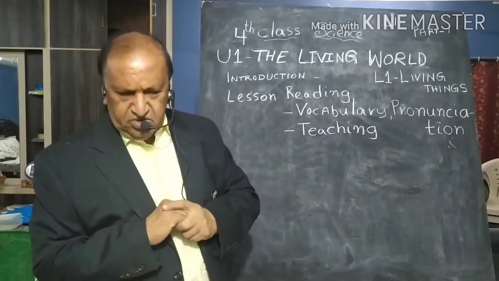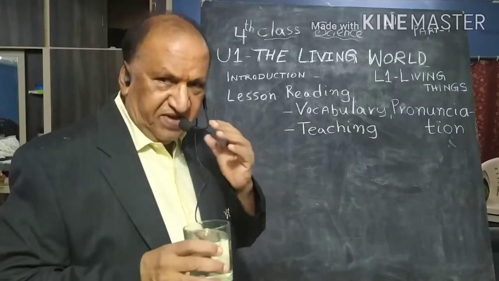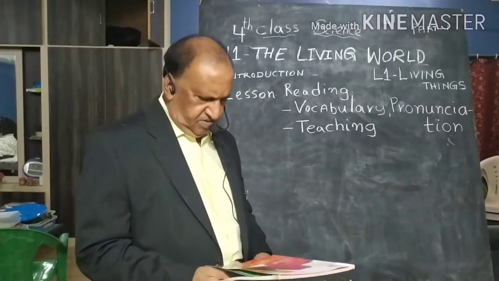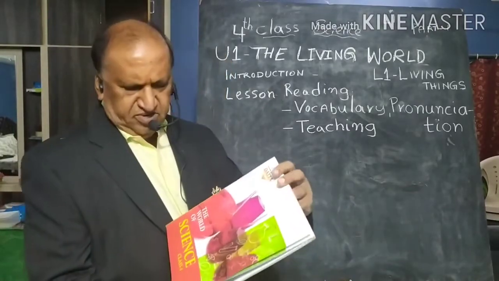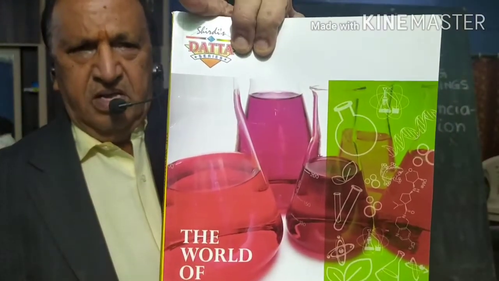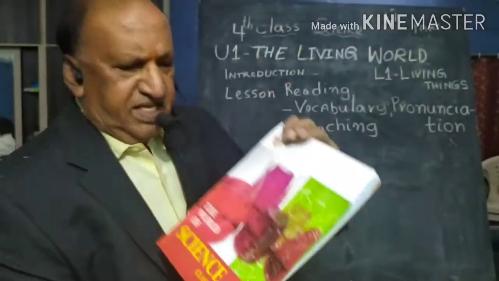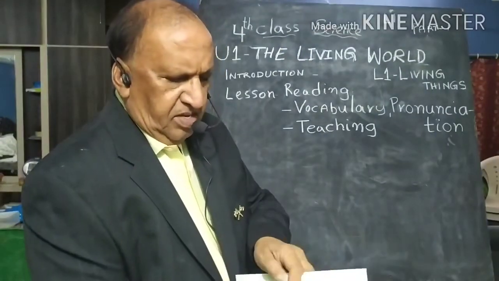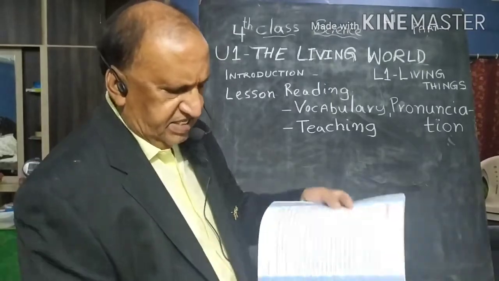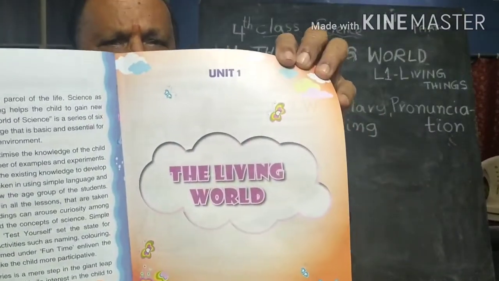Then I will tell you the actual teaching of the lesson. Okay? If you excuse me for a second. So now we move on to the textbook reading. So we are going to read the World of Science, Class 4. Class 4, World of Science. You see that? The first lesson, this is Unit 1, is the Living World.